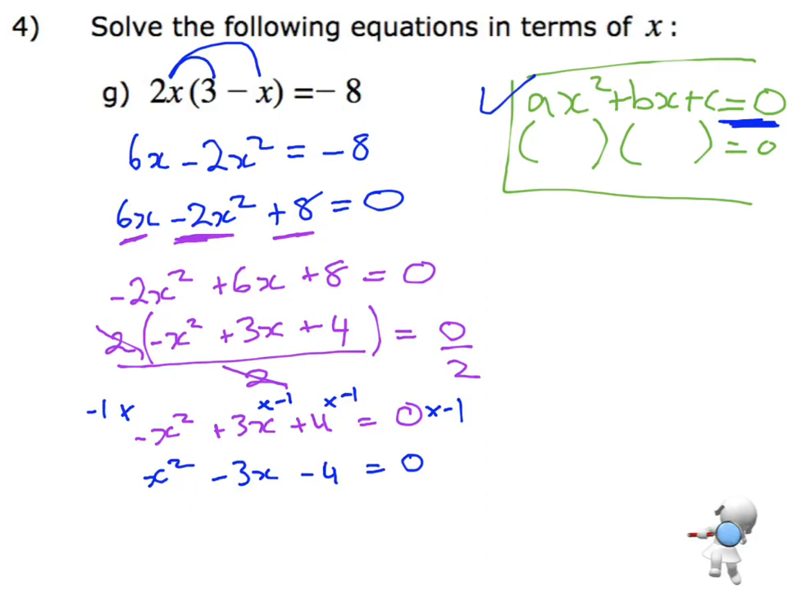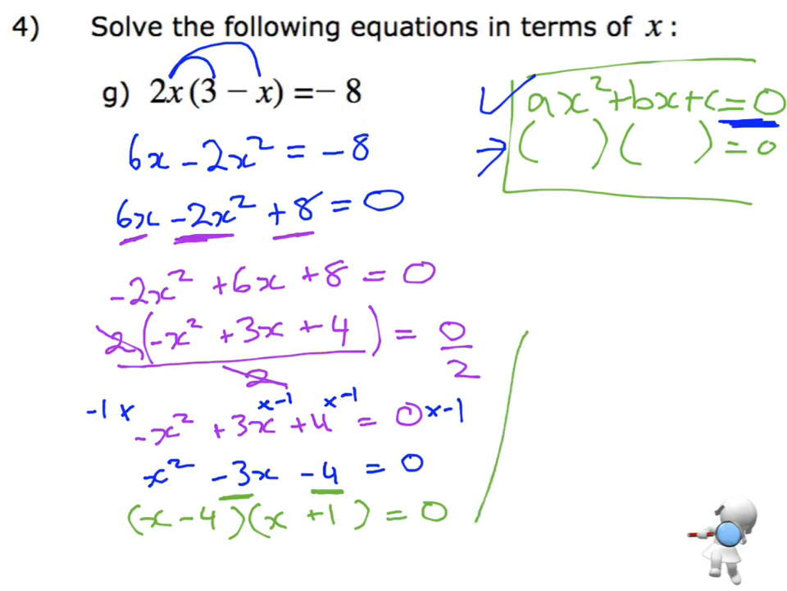Now I need to do the second part, which is to factorise this into brackets. So I need to think, what two numbers when multiplied give me negative 4 and add to give me negative 3. So I'm going to make my two sets of brackets. I'm going to have an x in both. And the ways to get negative 4 and negative 3 means you're going to have negative 4 plus 1.